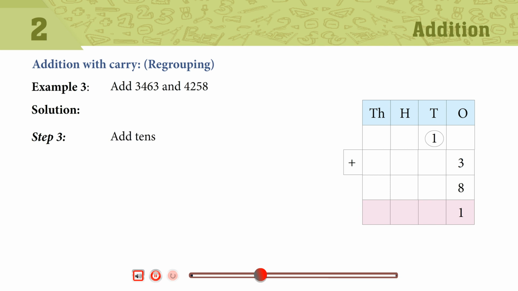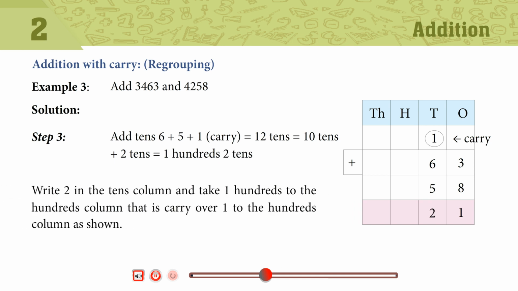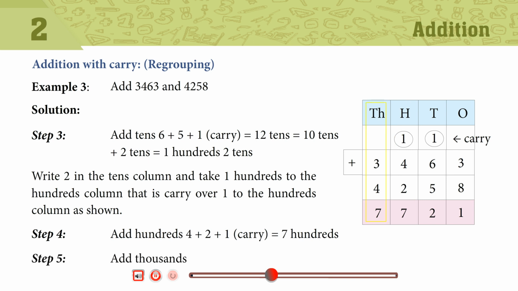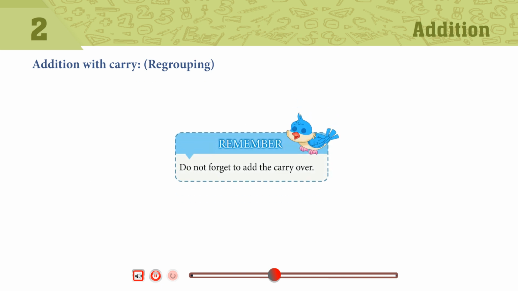Step 3. Add tens. 6 plus 5 plus 1 carry is equal to 12 tens, which is 10 tens plus 2 tens, that is 1 hundred and 2 tens. Write 2 in the tens column and carry over 1 to the hundreds column as shown. Step 4. Add hundreds. 4 plus 2 plus 1 carry is equal to 7 hundreds. Step 5. Add thousands. 3 plus 4 is equal to 7 thousands. Answer is 7,721. Remember, do not forget to add the carryover.